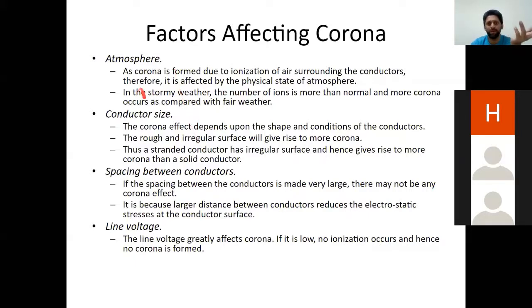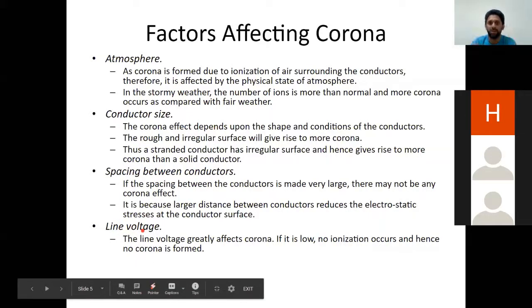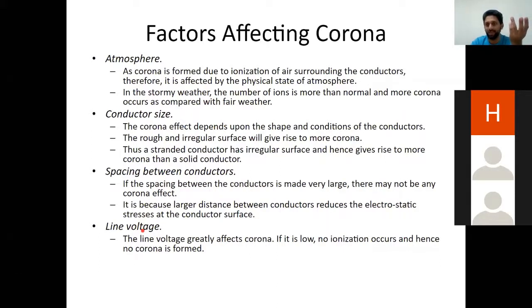And of course, the last point, that is line voltage. Like here, our maximum voltage is 380. So with 380, the critical disruptive voltage has to come down below 380. So it's a rare chance, so getting corona is less. But if our voltage was 760, then the critical disruptive voltage may come less than 760. Then we have a chance for having more corona. So as the line voltage increases, the chance to have corona is more. So these are the four important parameters which determine corona: atmosphere condition, conductor size, spacing between conductors, and line voltage.